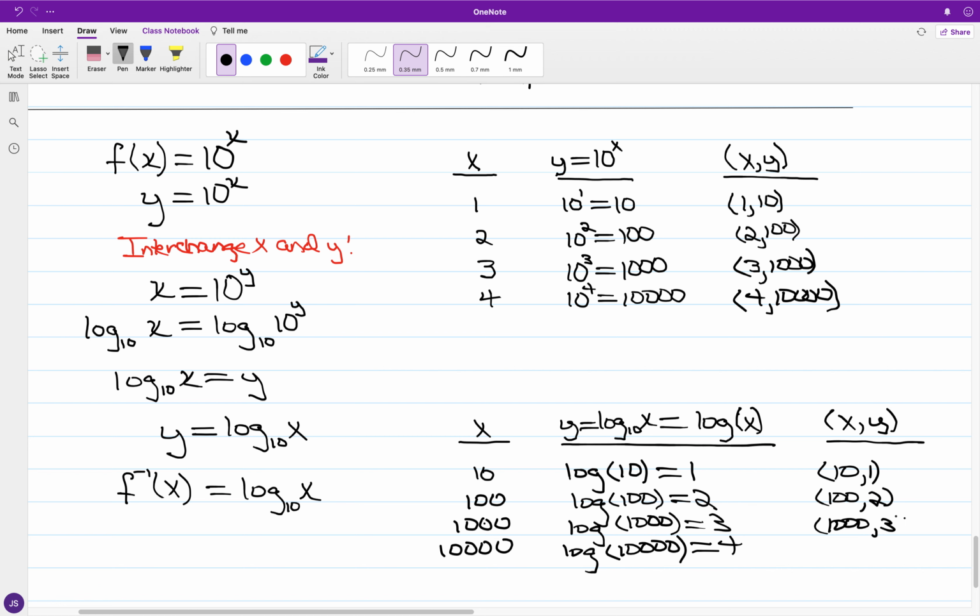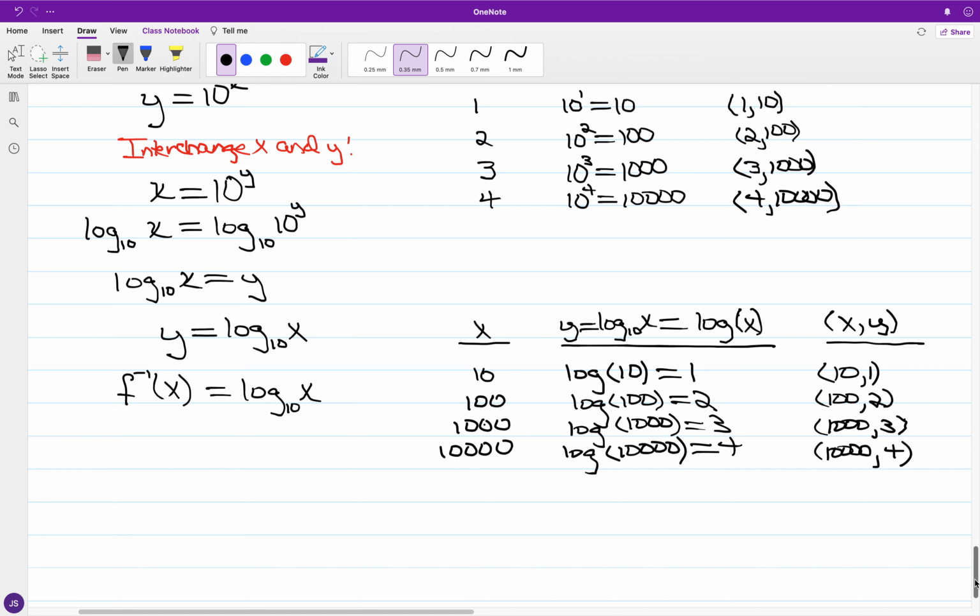$1,000 for x, 3 for y, and finally we have 10,000, where the corresponding y value is going to be 4. So again, if you notice, we have interchanging x and y values. And again, in this instance, a base 10 logarithm is going to be the inverse of an exponential, where log is the inverse of 10 to the x.